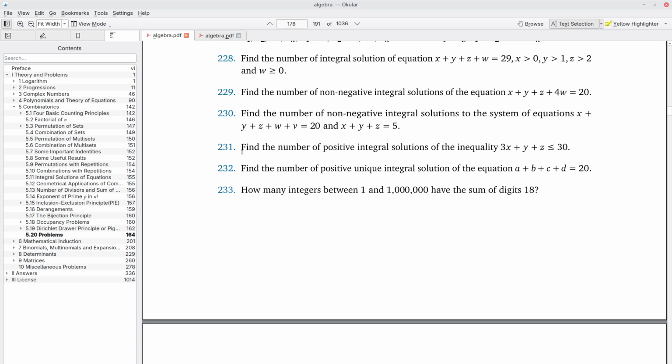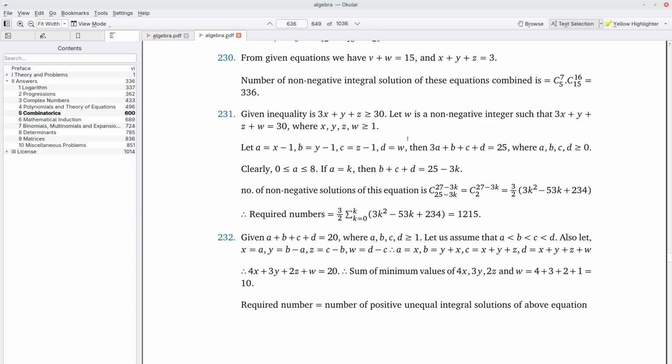Question 231 says: find the number of positive integral solutions of the inequality 3x + y + z less than or equal to 30. So this is a typing mistake; this should be less than or equal to. So the given inequality is 3x + y + z ≤ 30.